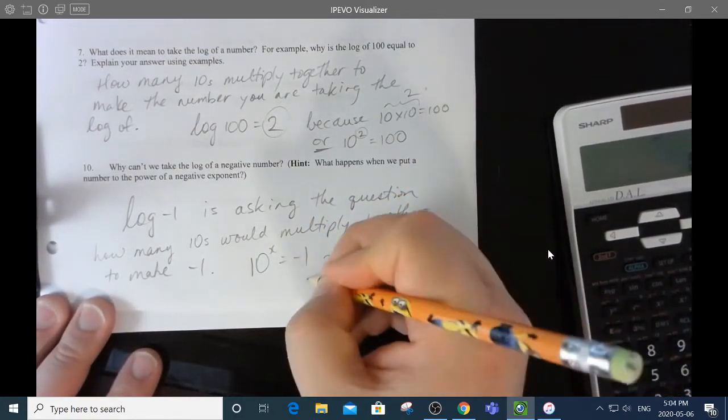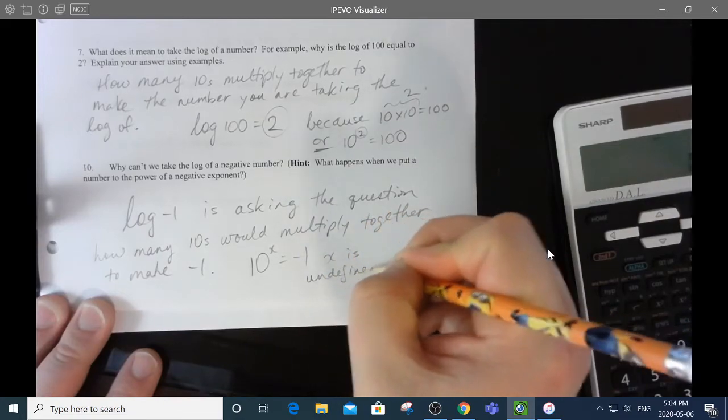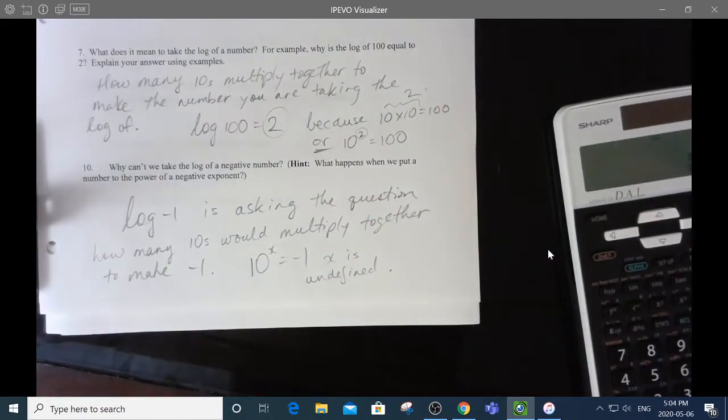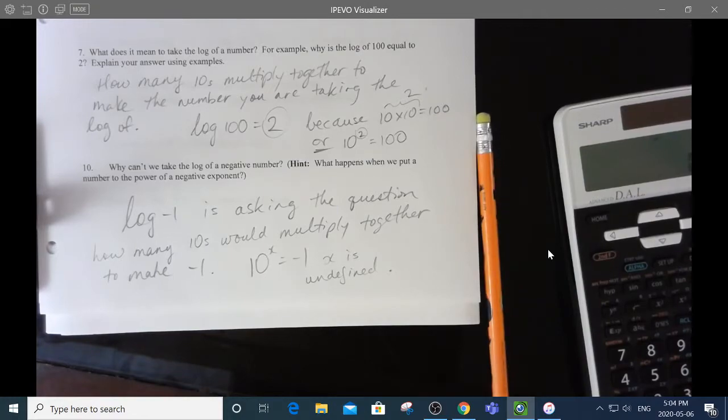X is undefined. All right, so that was kind of our introduction to logarithms. We'll start with the more formal lessons on it next time. See you later.